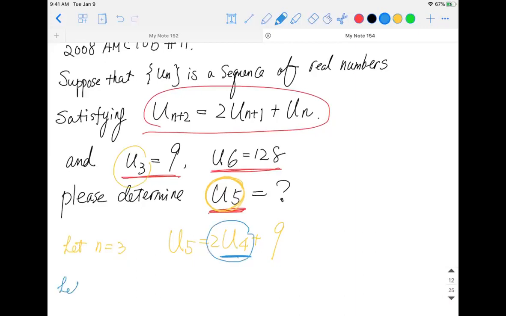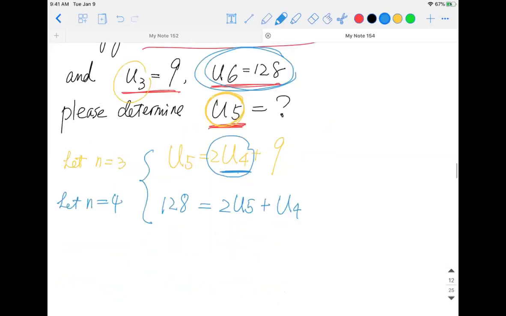Apparently, I'm going to let n equal 4. That's going to be what? U6 equals 2U5 plus U4, right? U6 is already given by the question, 128. I'm going to erase it. 128. Now I have two equations with two variables. Is that right? It's very understandable.